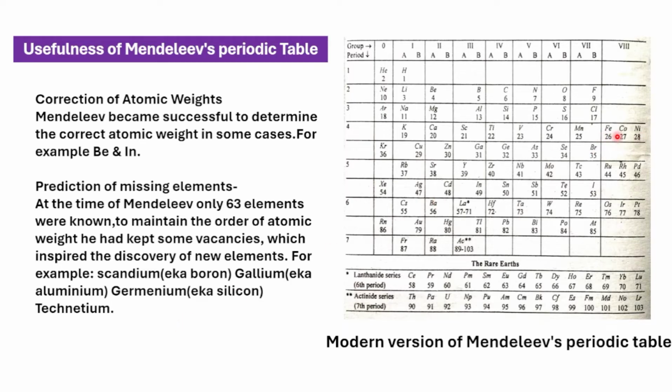For example, you see here iron, cobalt, nickel, they are kept in group 8, and ruthenium, rhodium, palladium are also kept in group 8. You can see osmium, iridium, platinum are also kept in group 8.